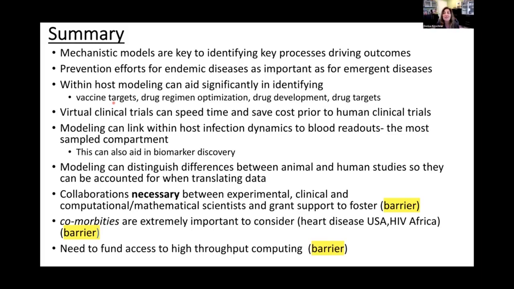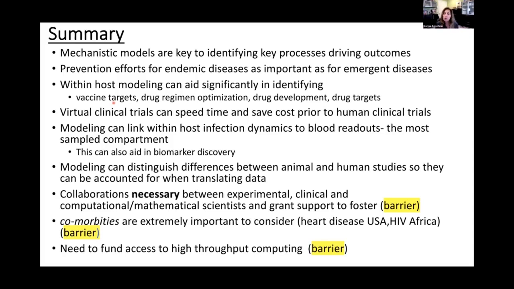Right now, there are 17 clinical trials for TB vaccines. Each one cost $1 billion. We've examined them, and we know that at least 5 of them will not work. Modeling can link with host infection dynamics to blood readouts. So people do biomarkers from blood. Modeling can help figure out what's going on inside to that compartment and help with biomarker discovery. Modeling can distinguish between animal and human studies, as I mentioned.